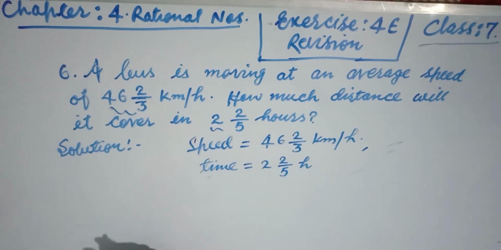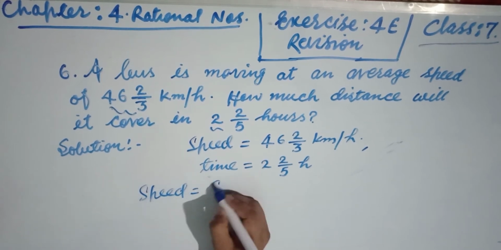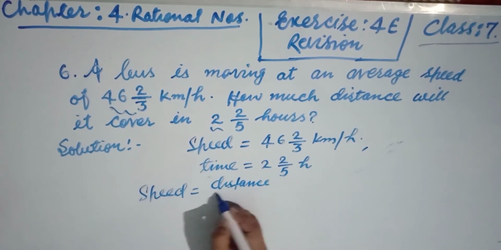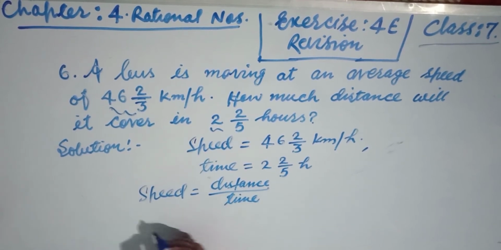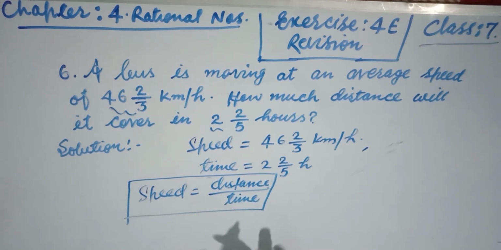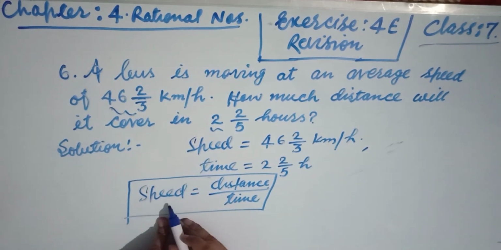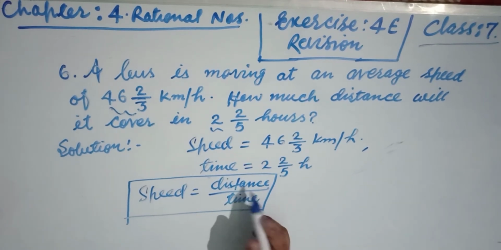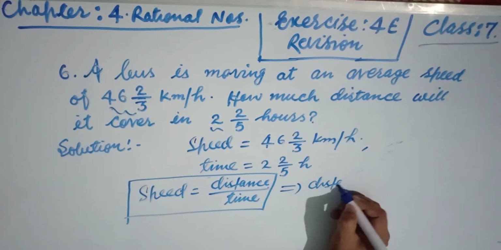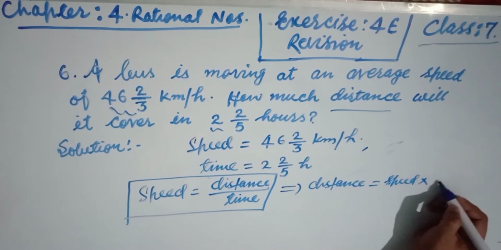So friends, remember one formula that you already learned in the 5th class: speed is equal to distance by time. What is speed, friends? Distance covered per unit time. Remember, friends, the distance covered by an object per unit time is called speed. So speed is equal to distance by time, and we have to find the distance. This implies distance is equal to speed multiplied by time, friends.